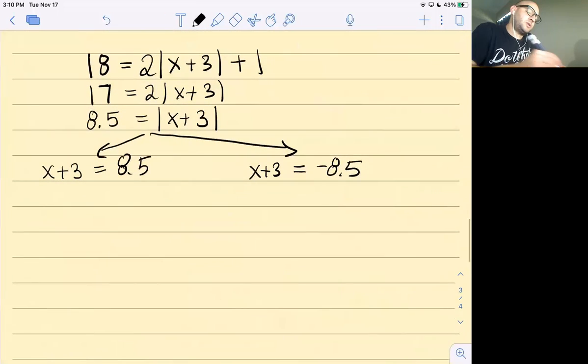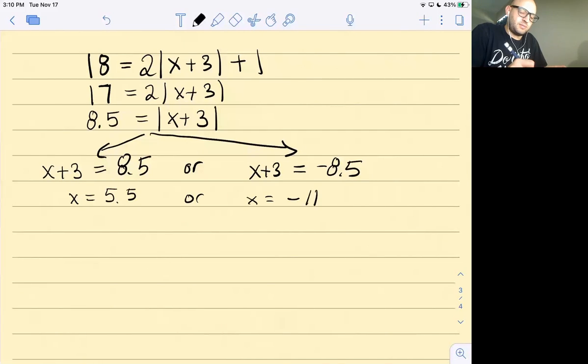All right, and now you just solve this, and there's an or here, by the way. So you can get x is equal to either 5.5 or x is equal to negative 11.5. Any questions on this example?